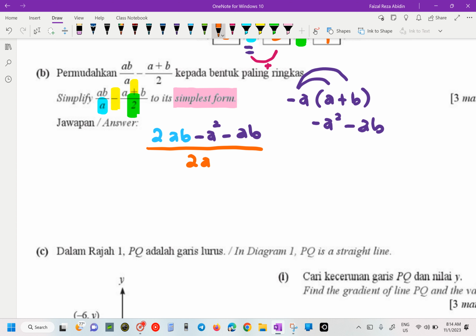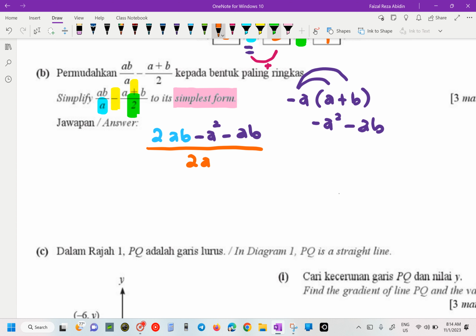Can we cancel 2A with 2AB? How come? Because that one is minus. If you are going to cancel, you have to do what? Factorization. So if you are going to do factorization over here, what are you going to get?